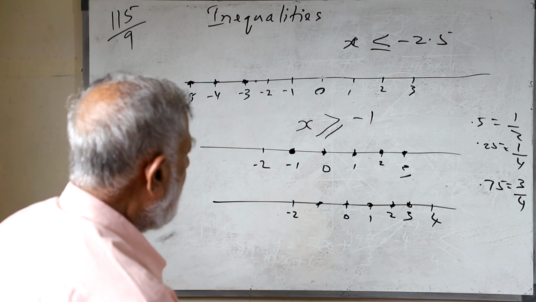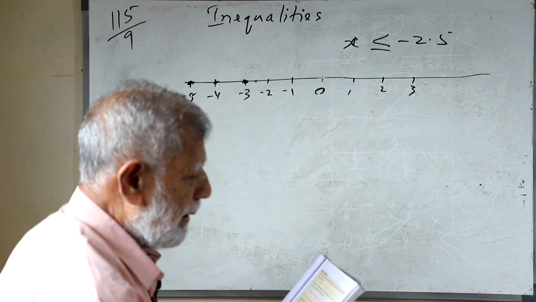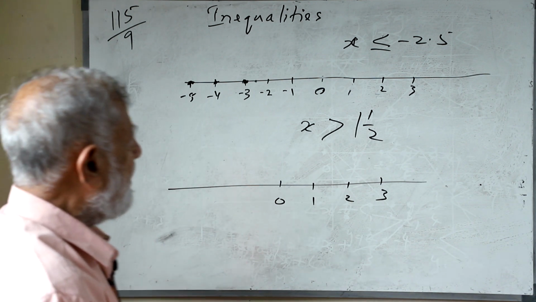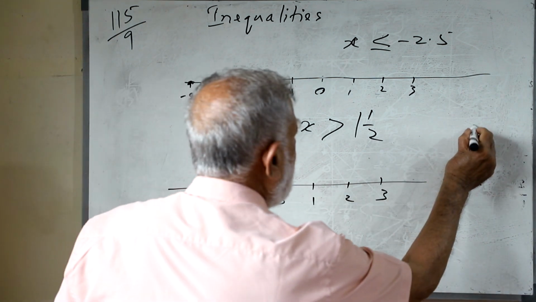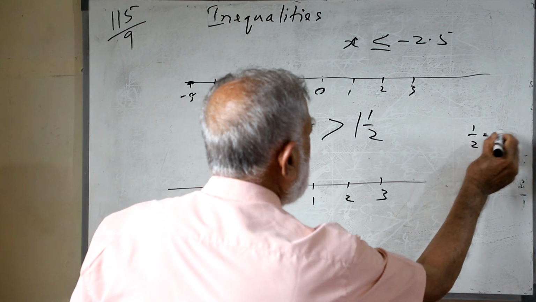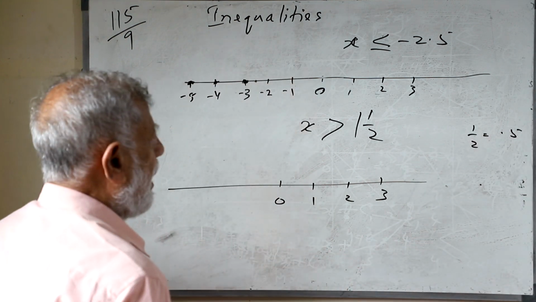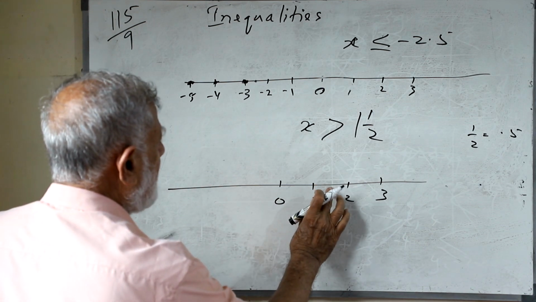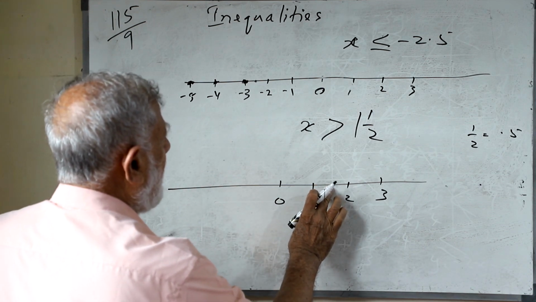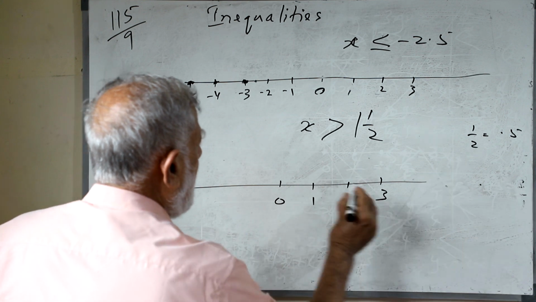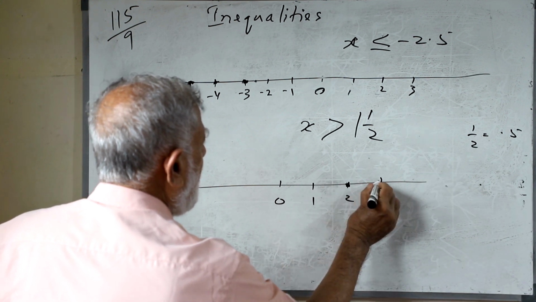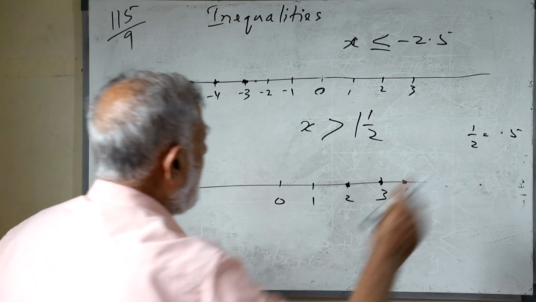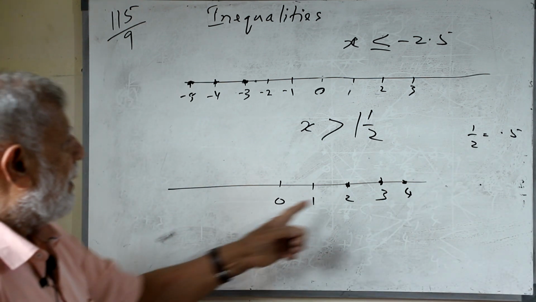The next one will be x is greater than 1.5. I told you half is equal to 0.5. So exactly half. 1.5 means 1.5. It's coming here. So greater than 1.5 means this side. So the integral values will be this one, this one, and go on like that. These are the integral values for that.